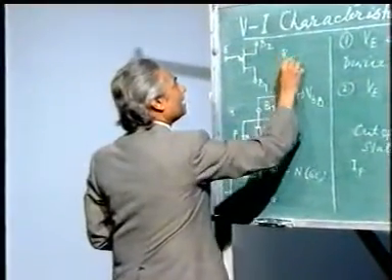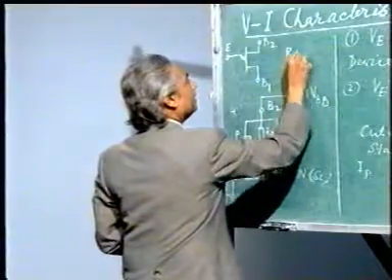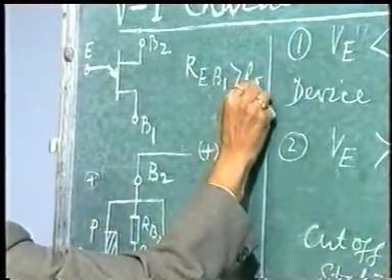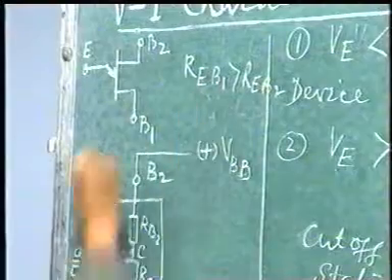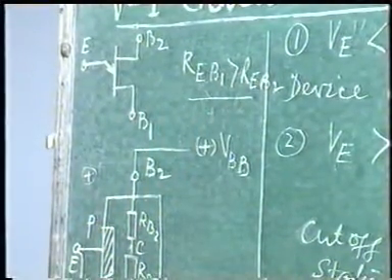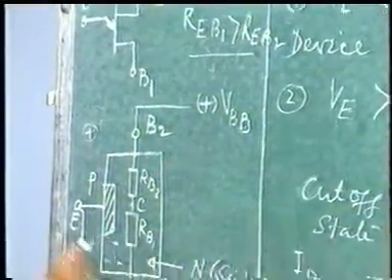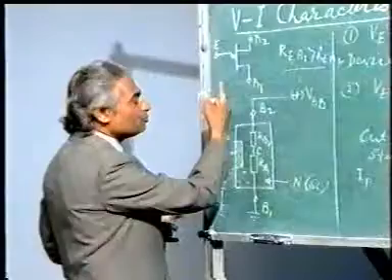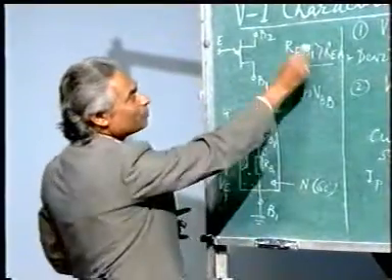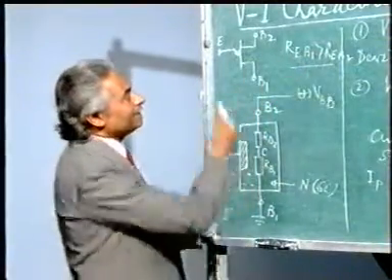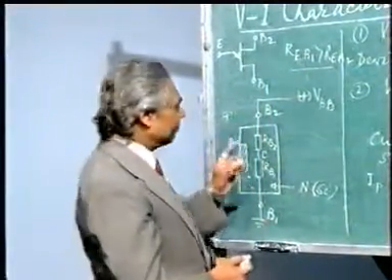I can say R_EB1 is greater than R_EB2. This is the condition when it is not conducting. But once it starts conducting, the resistance of the B1 zone becomes lesser. So conduction starts in the B1 zone and B2 is more. So it is the opposite. That means R_EB2 will be more in case when the device is conducting.